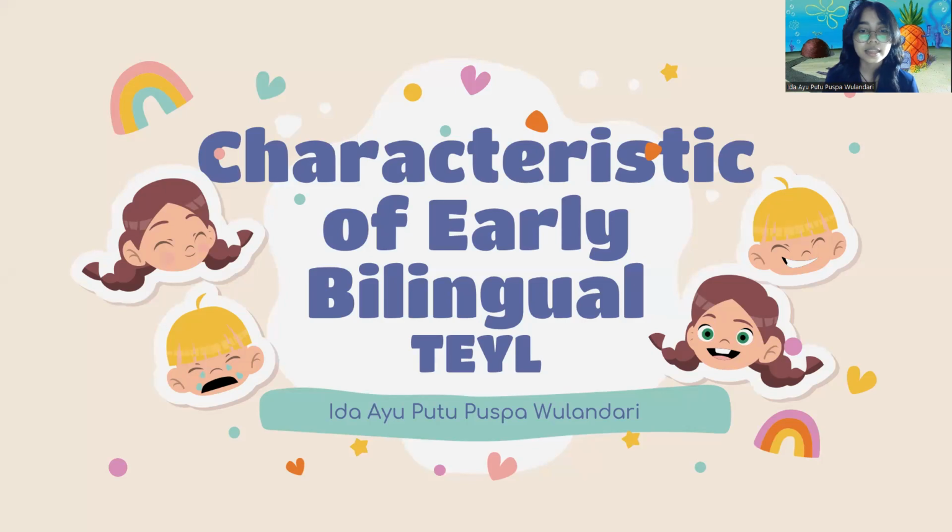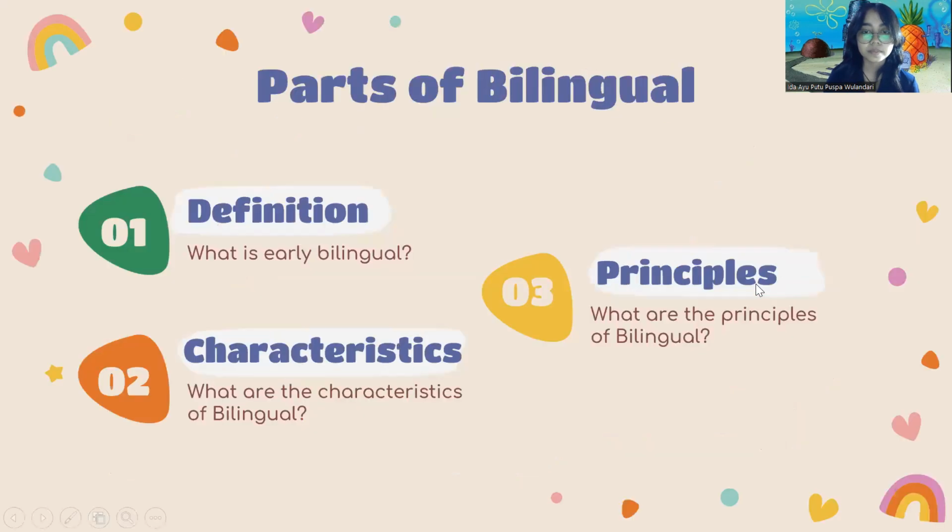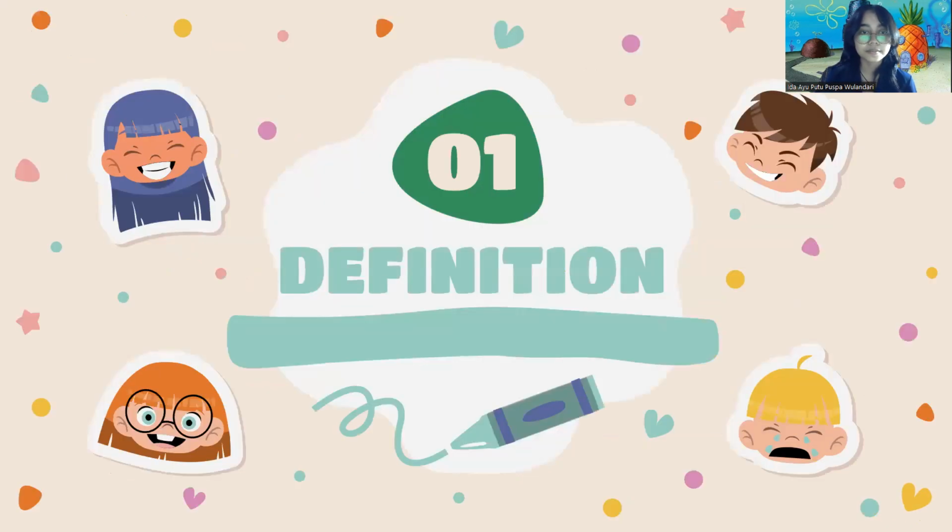So the next is the parts of the bilingual. So there are many kinds of the parts. The first one is the definition. What is early bilingual? And second one is the characteristic of the bilingual. What are the characteristics of bilingual? And also the last one is the principle. What are the principles of bilingual?